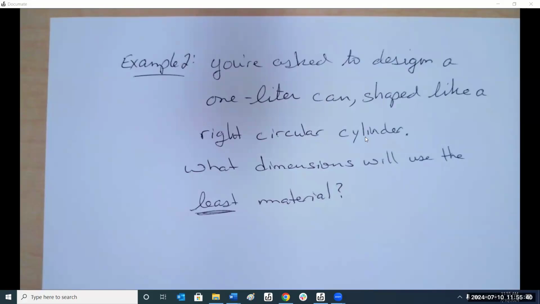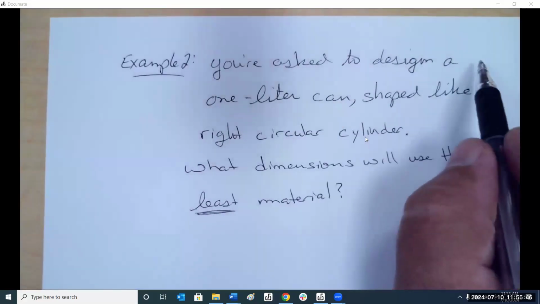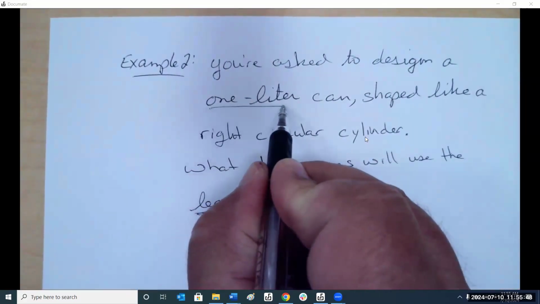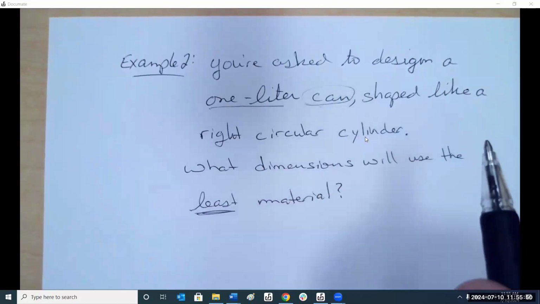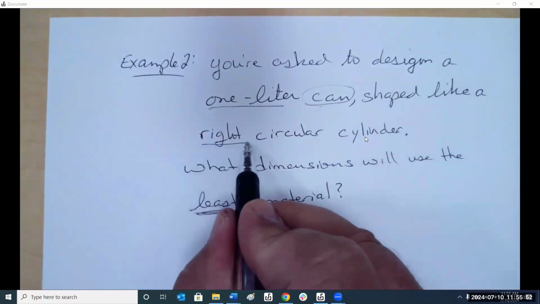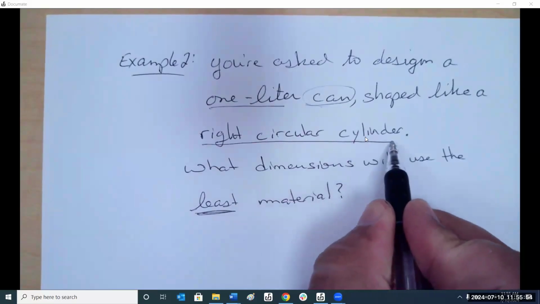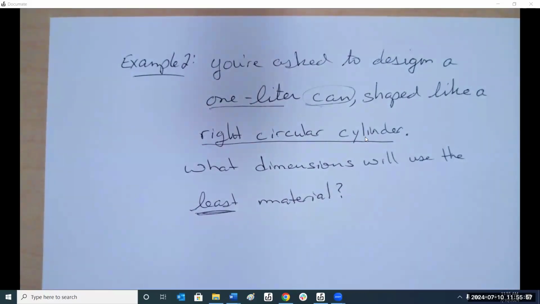Okay. First step, draw the picture. What is it telling us? You're asked to design a 1-liter can shaped like a right circular cylinder. What does a right circular cylinder look like? What is a right circular cylinder?